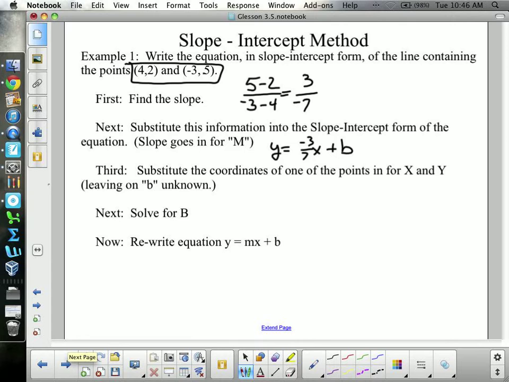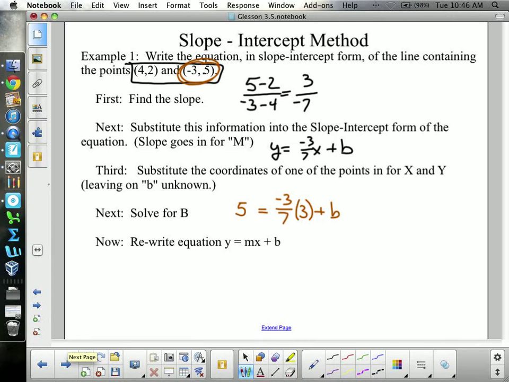-3, 5? Okay. Now, we have to be careful to substitute them in the right spots. -3 represents which coordinate, the x or the y? The x. So that's going to go in for x. What number represents the y in that point? The 5 does. Now I've got numbers in there. Now I can solve the equation.